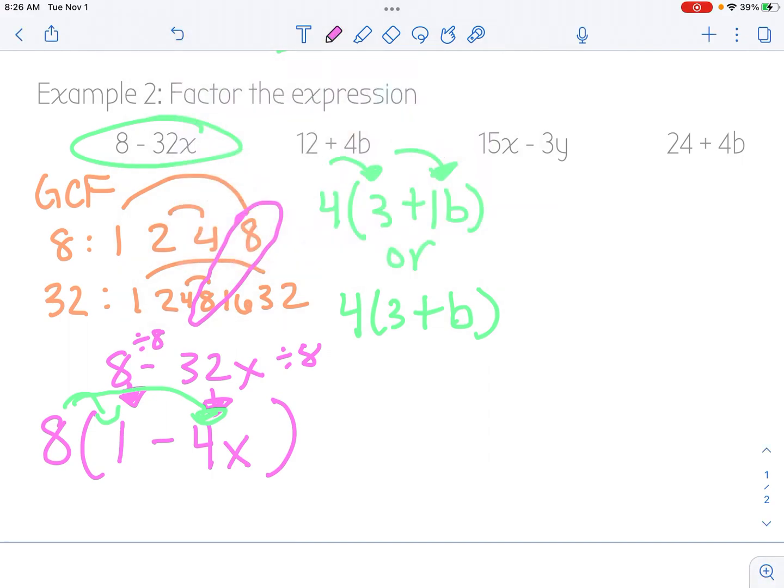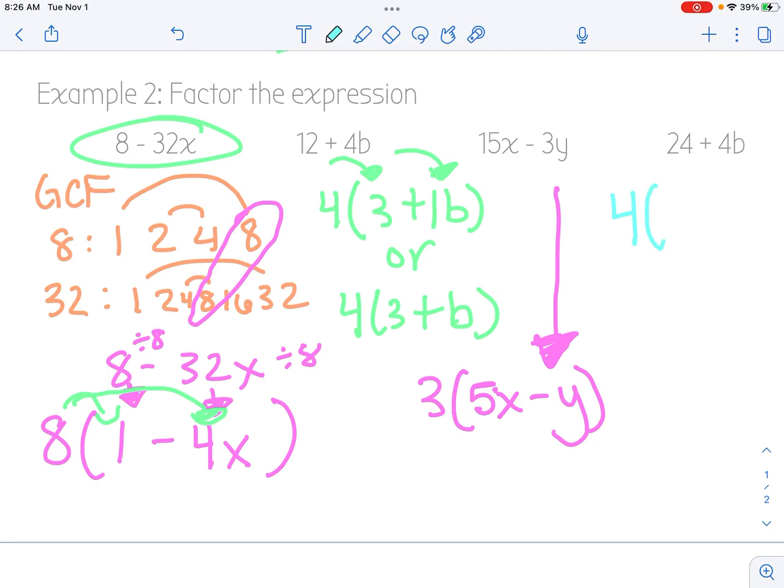Next one, 15 and 3. What is my GCF of 15 and 3? So my GCF of 15 and 3 is going to be 3. 15 divided by 3 is 5, and I want to keep my x. It looks like I have a minus sign. 3 divided by 3 is 1, so I'm just going to keep that y by itself. And last one here is 24 and 4. My greatest common factor of 24 and 4 is 4. So 24 divided by 4 is 6. Keep that plus sign. 4 divided by 4 is 1, so I just have b by itself.